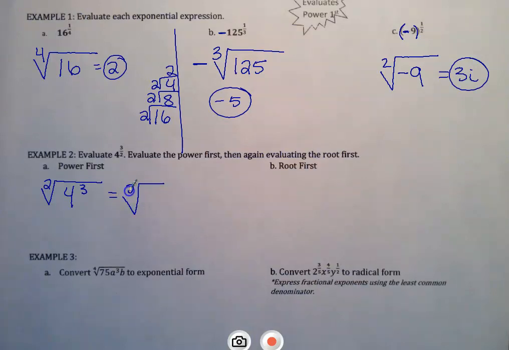So I've got the square root. I'm writing the 2 so you guys see where it comes from. You do not have to write the 2 when it's a square root, but I want you to see it's 2, it's 2, it's 2. So now we want the square root of 64. Done.